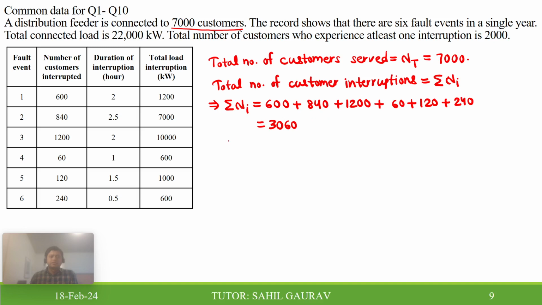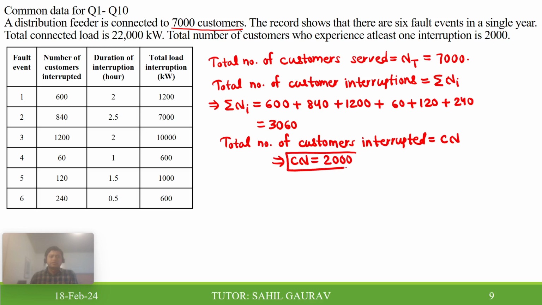Now we can find the total number of customers interrupted. That is denoted by Cn. So what is the Cn value? 2000, sir. Yes. And what is the difference between Cn and Nt? In Nt, the customers are also counted who are not facing any interruption, and in Cn, the customers counted are those who are facing interruption. That is the difference. So in Cn, the customer is counted only once regardless of the number of times interrupted.